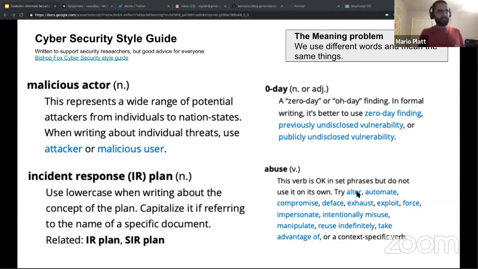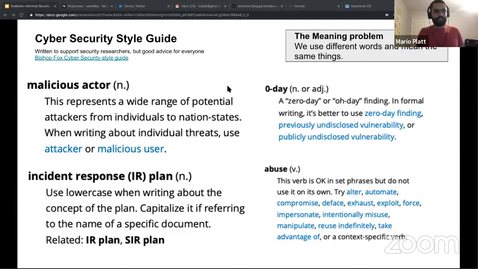Okay, so by adopting the Bishop Fox Cybersecurity Style Guide, which is available for free online, it has a few recommendations on words to avoid, words to use, and the type of context to use each one. And I think this is really powerful for making sure that you are using a similar type of message, particularly in written documents, when you write documentation, etc. So this was actually written to support security researchers, but I think it's tremendously helpful to be used in organizations to ensure that we're all talking the same thing.